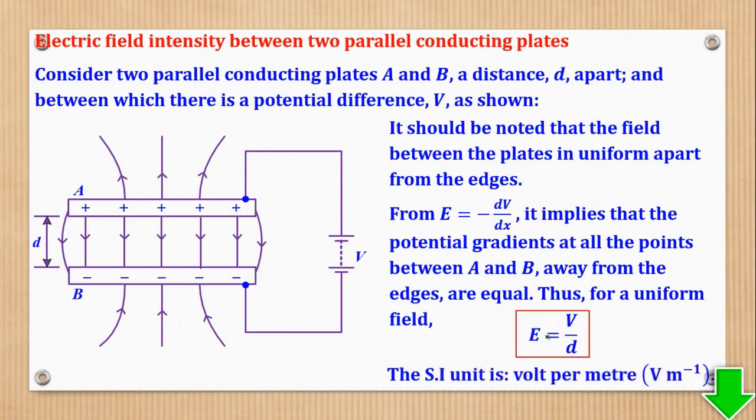So in this case, the SI unit for electric field intensity will be volt per meter. This is volt and this is meter, so it will be volt per meter. Previously, we saw that E is equal to newton per coulomb because the formula was F over Q. But now in this case, it will be volt per meter if I use this formula.